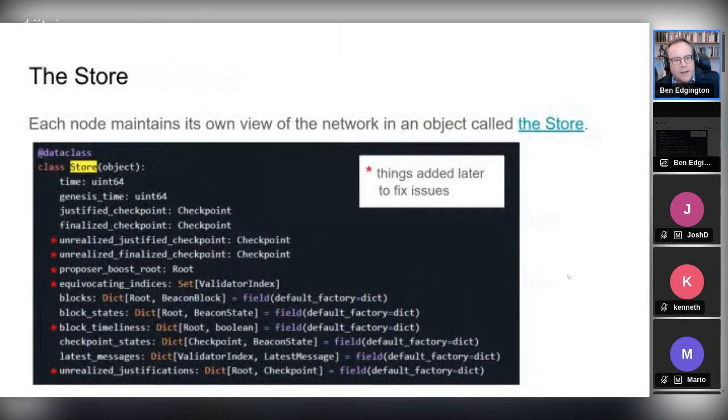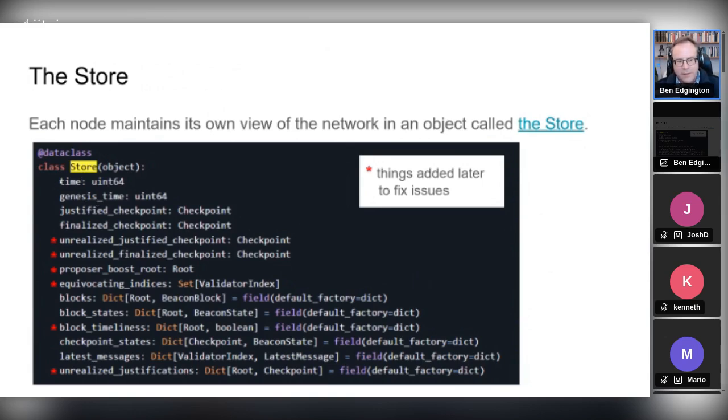And the other thing that matters is the store. So this is the node's view of the network, what's classically called a view in classical consensus theory. This is absolutely everything that a node needs to know about the state of the network outside. This is all the best information it has about the state of the entire network, and it's called the store.